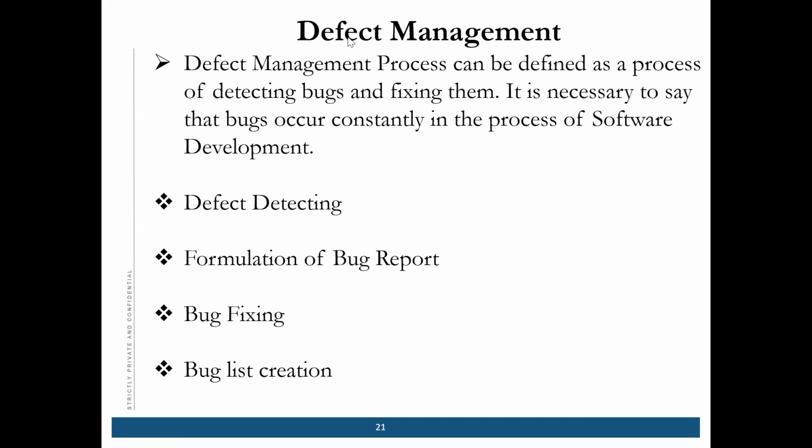In defect management, there are a few things like defect detection, formulation of the bug report, bug fixing, and bug list creation. These things come under defect management. You detect your defect, make a note of those defects and how you fixed them, and keep it for future reference. These types of defects, how we fixed them, will be used for future reference also.